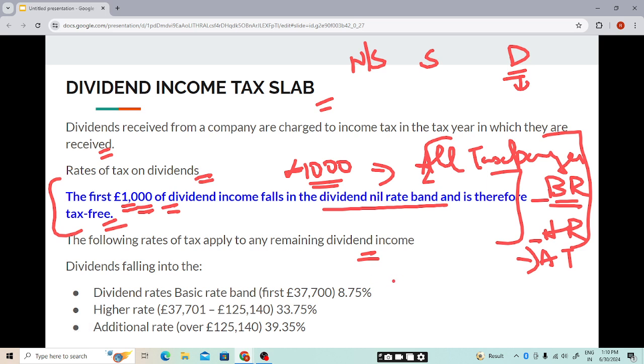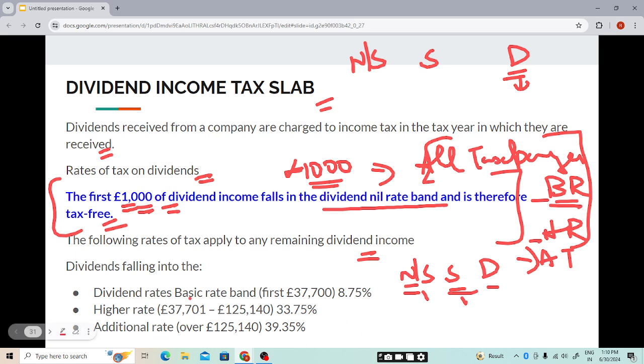So, what is the order to calculate the tax? Non-saving, saving and then dividend. First we'll calculate this, then this and then this. The limits of the basic rate, higher rate and additional rate will be reduced according to non-saving first, then saving, then dividend. So for dividend we are having the rate.